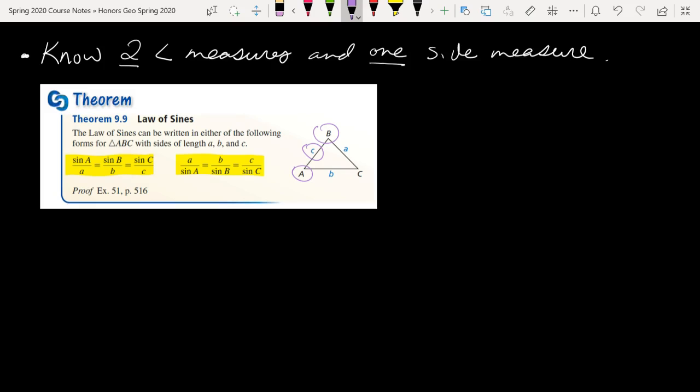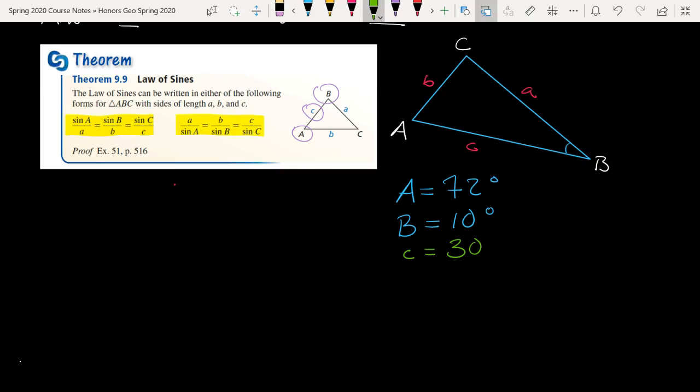I've got ASA, I must have one triangle, there's got to be some way to figure out all of the measures of this triangle. So let's see what this actually looks like. So knowing the measure of angle A, the measure of angle B, and the measure of side C fits with what the theorem says. Let's just try plugging in these values here and seeing what we get for the things that we don't know. And then we'll think a little bit more about why this works the way it does.